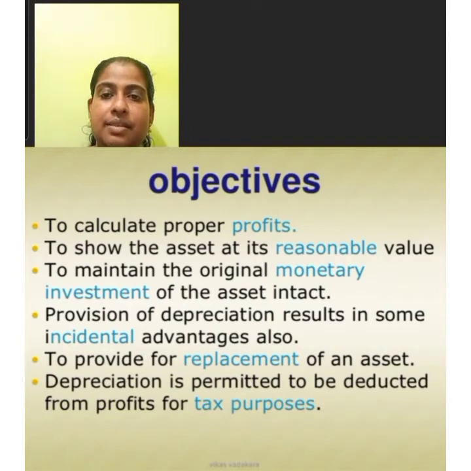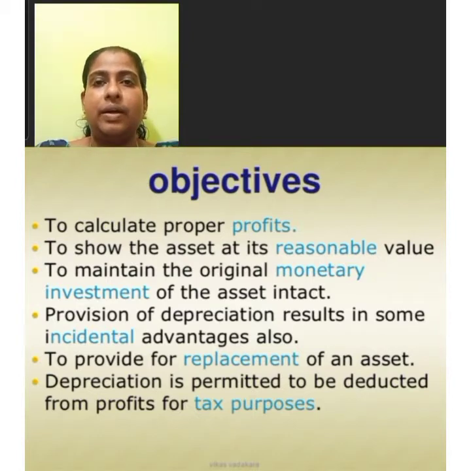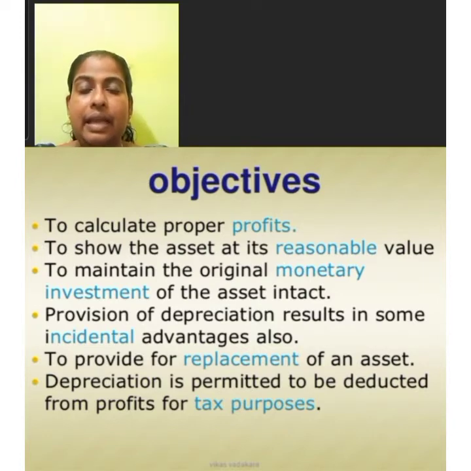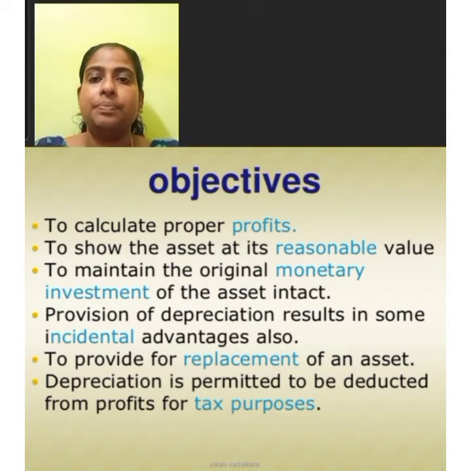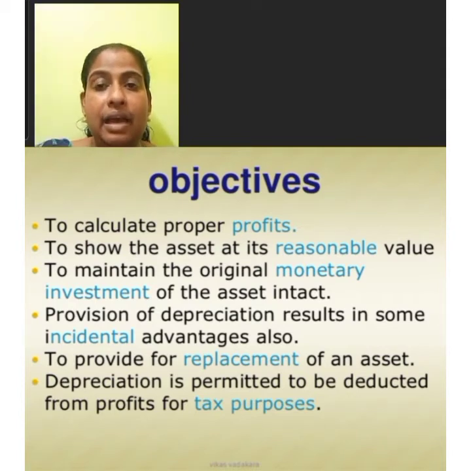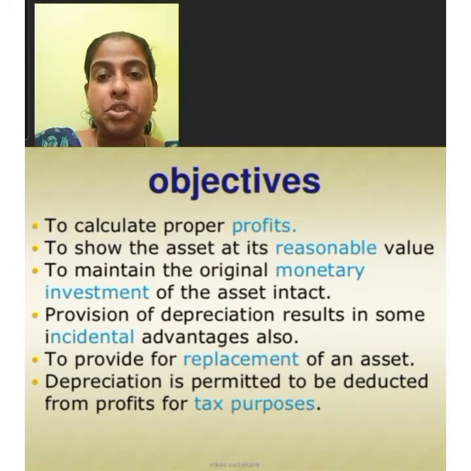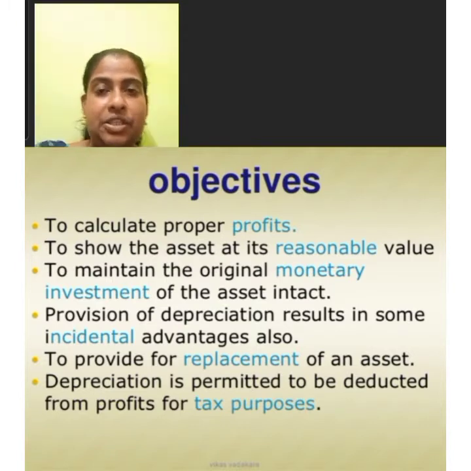First objective is to calculate proper profits, and second one to show the assets at its reasonable value. Then third one, provision of funds for the replacement of assets. And next objective is ascertaining accurate cost of production. Then distribution of dividend out of profit only. And the last objective is avoiding overpayment of income tax. In this session, we are going to study these topics in detail.